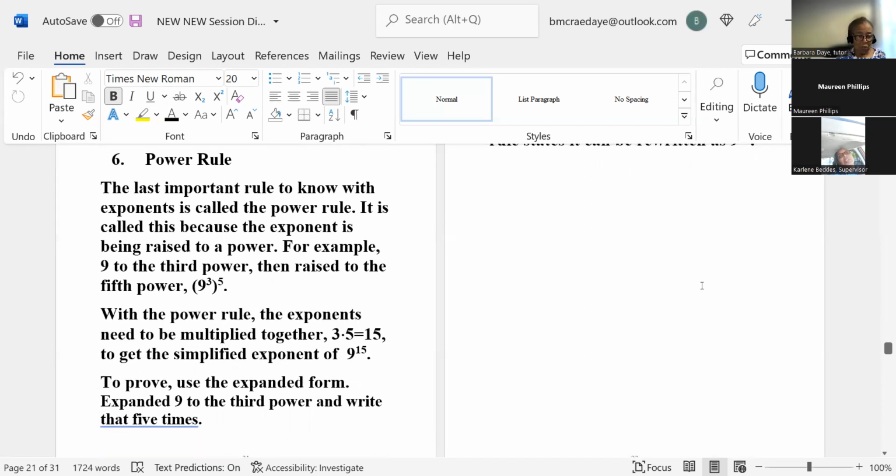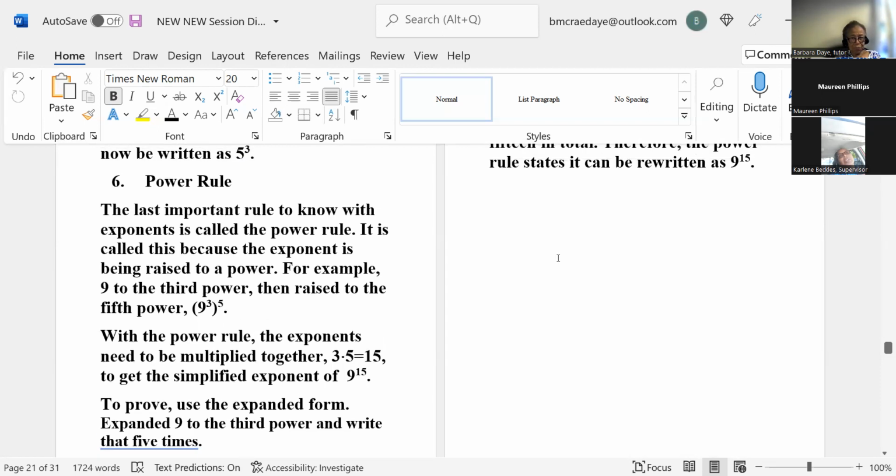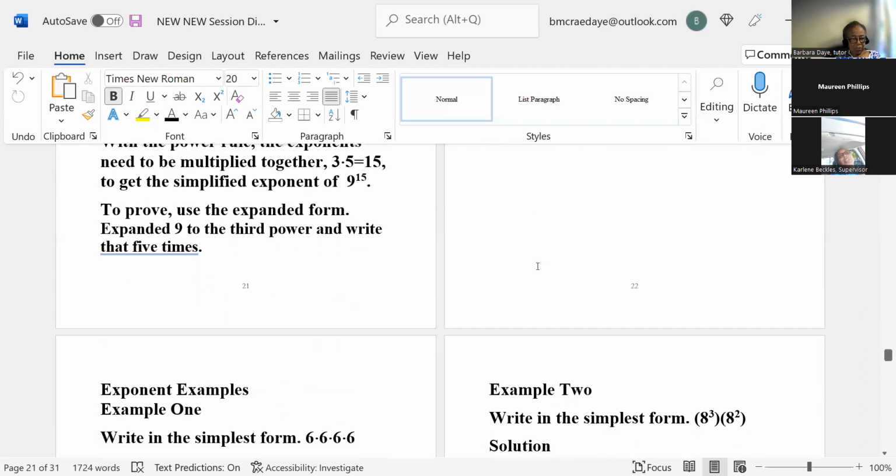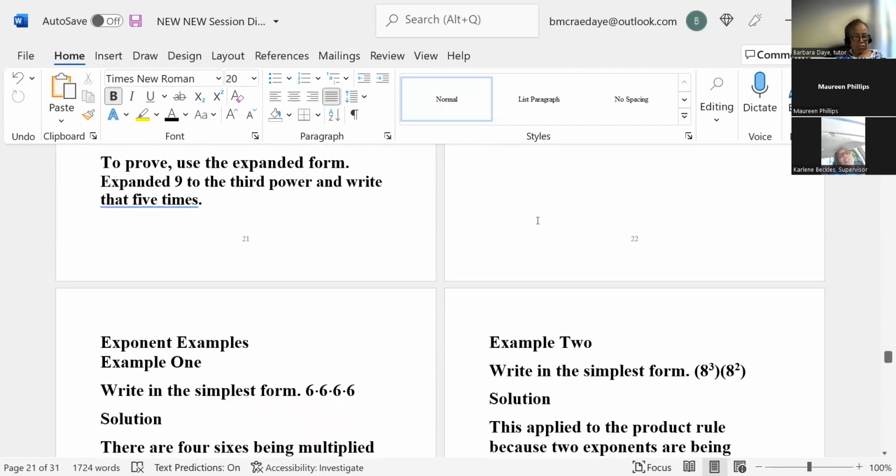So those are your rules of your exponents. Maureen, you have any questions on them? We've done them, and I think you probably understand most of them, but I wanted to go over it with you and do some examples. Any questions, Maureen, on any of the rules? Really? Okay, well, let's just go through some examples.